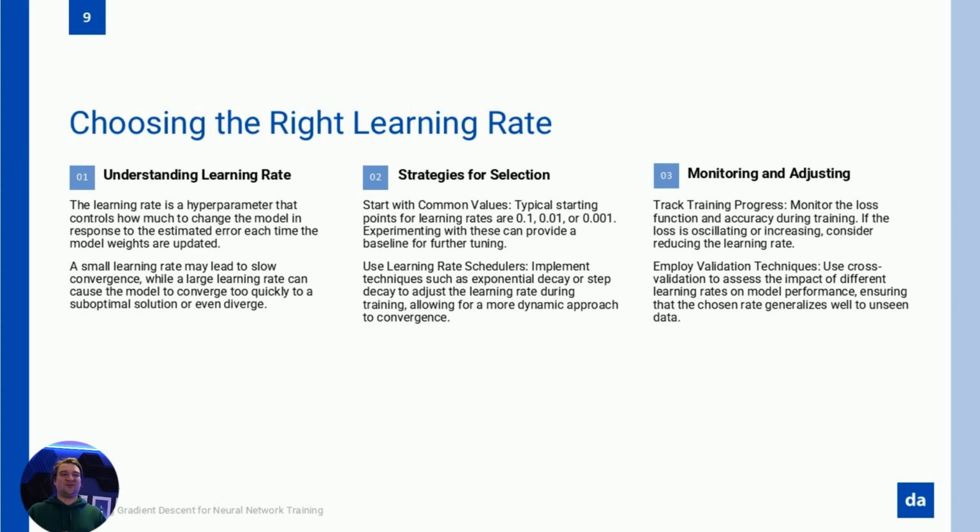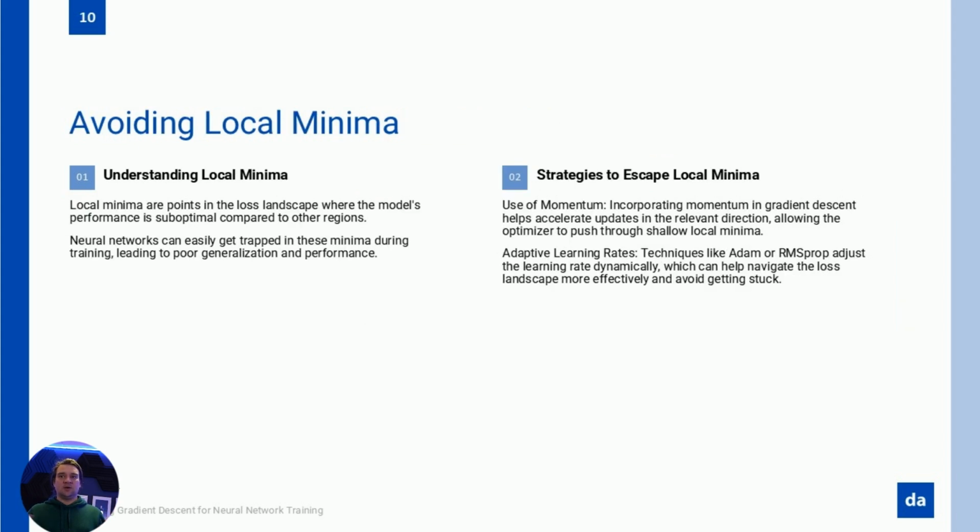Now that we've uncovered the secrets to choosing the right learning rate, let's address another big challenge in gradient descent: local minima. How do we avoid getting stuck in these suboptimal traps and ensure our model finds the best solution? Let's dive in. All right, let's talk about one of the biggest hurdles in neural network training: local minima.